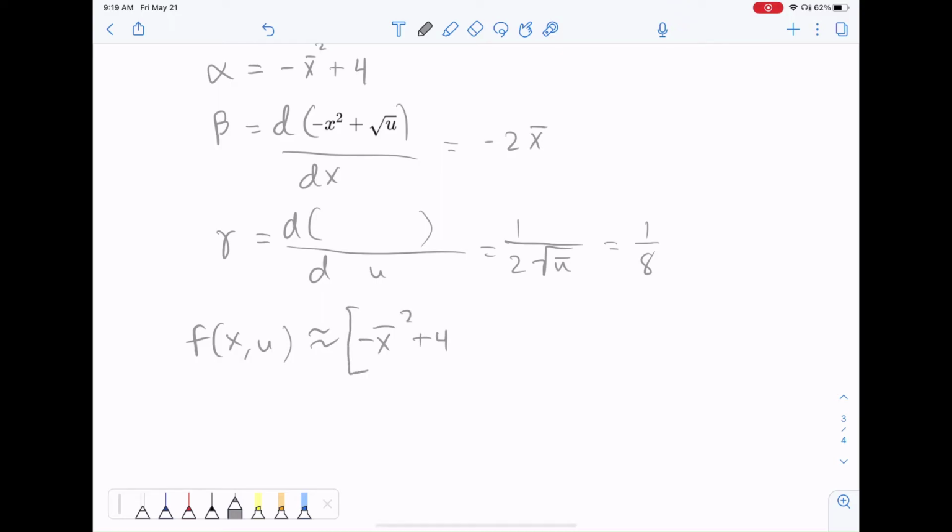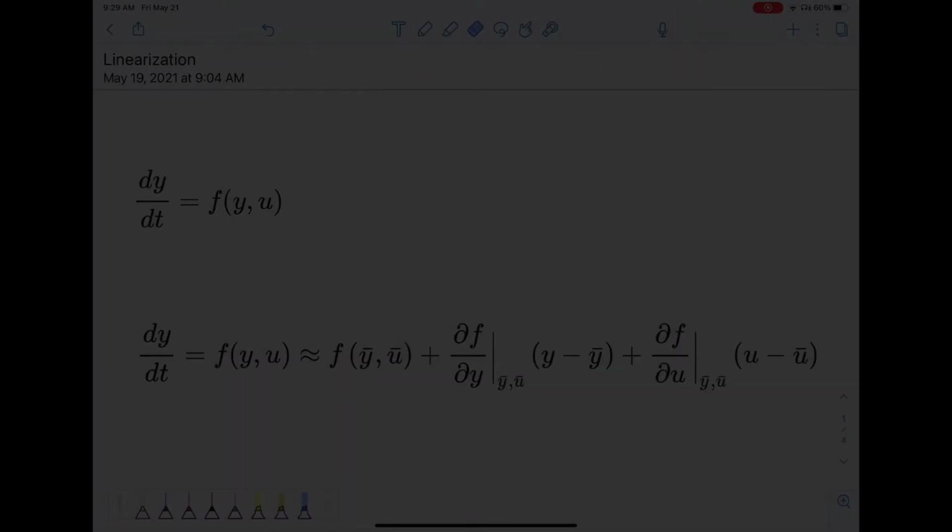I'm going to put this in a box, plus negative 2x bar times x minus x bar, plus 1/8 u minus u bar. And that u bar is going to be 16.